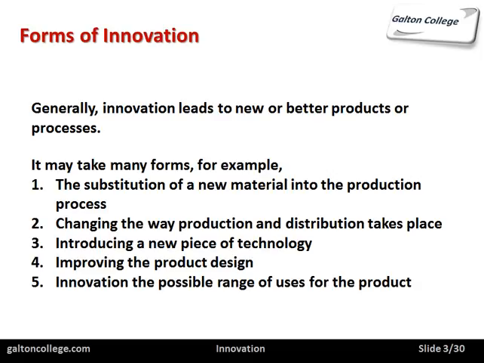So it's number two, it's changing the way production and distribution takes place. That's what innovation does. It changes the production system. It moves companies, businesses, it moves them from a particular way of doing something to perhaps some new way of doing it. And many people will be familiar, for example, with the introduction of robotics in the car industry. That was an innovation. It was a change.